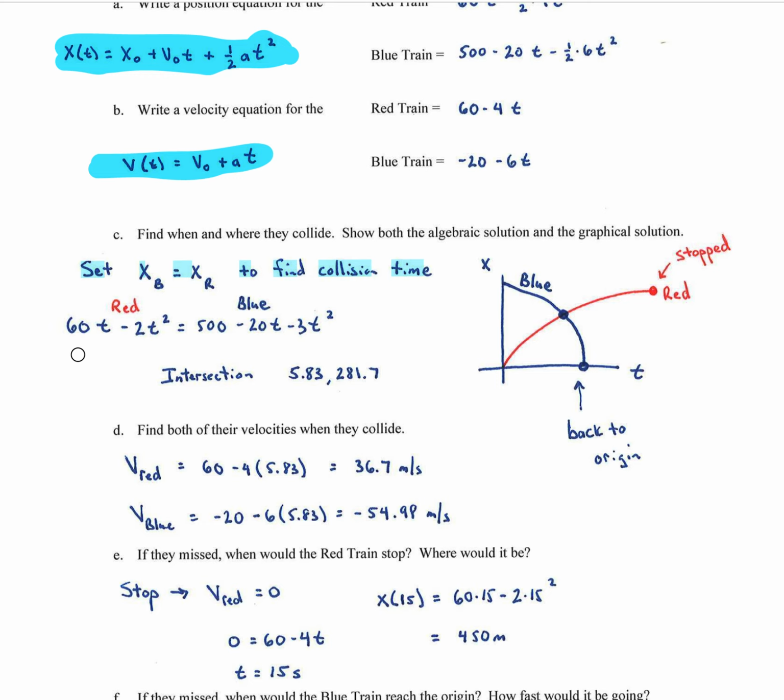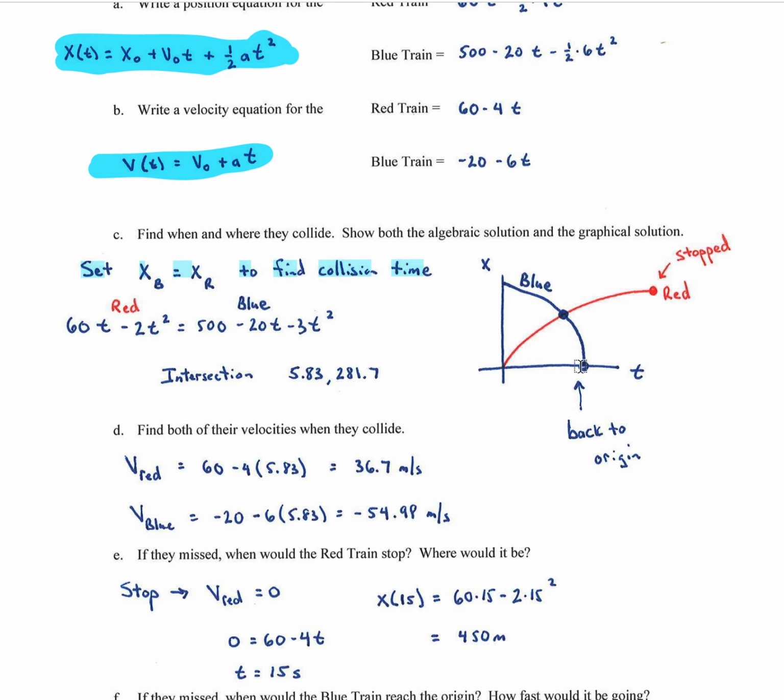You could solve this by graphing, and so I showed the graph to the right here. The blue position is a function of time, and the red position is a function of time, and that little dot represents the intersection. At that moment, 5.83 seconds, 281 meters, they are at the same spot.